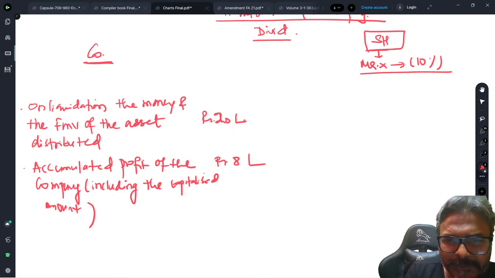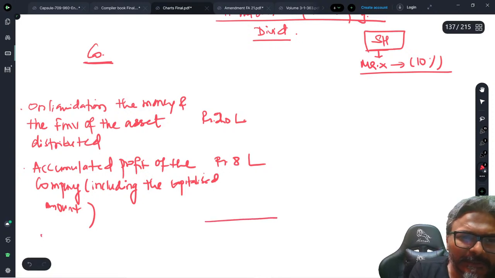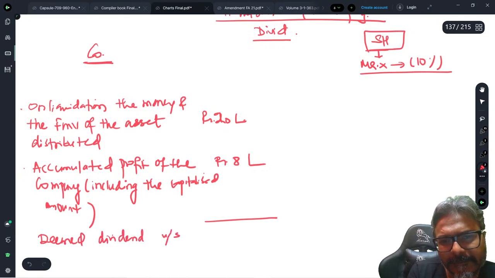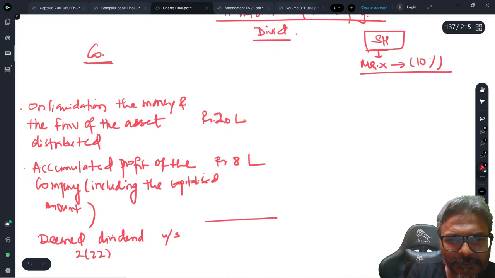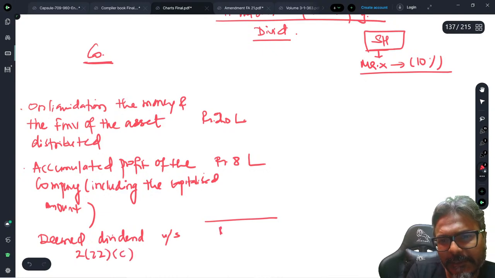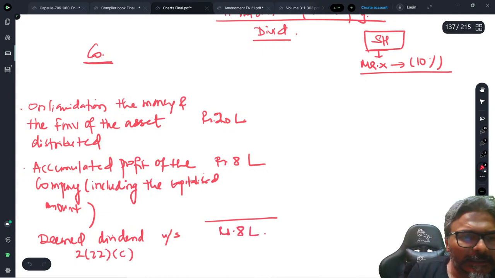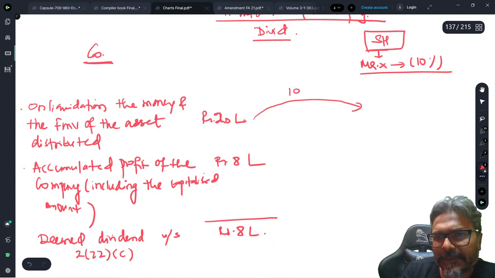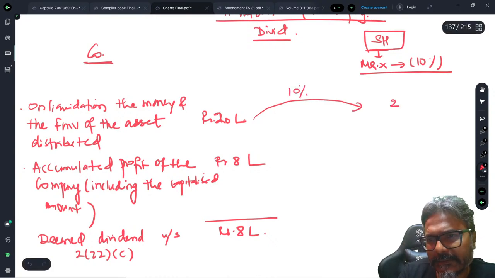Okay, so definitely, friends, how much is the deemed dividend? Restricted to accumulated profit. So, deemed dividend under section 222C would be considered as rupees 8 lakhs, restricted to the accumulated profit of the company. Now, students, obviously, this is what will be distributed. Now, this 10% comes to rupees 2 lakhs.